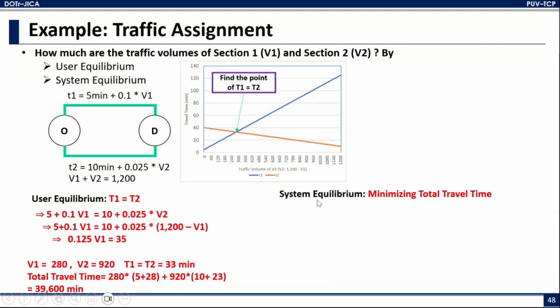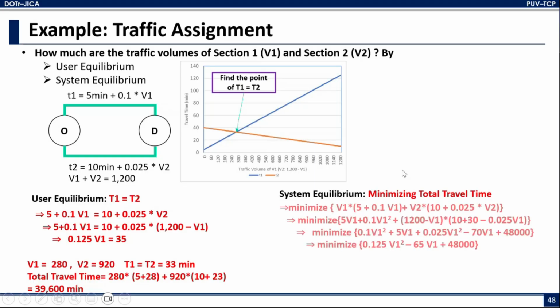On the other hand, the system equilibrium minimizes the total travel times. It is also complicated for everyone. However, to minimize the total travel times, it can be formulated like this. And you can see the last part. You can see this formula.